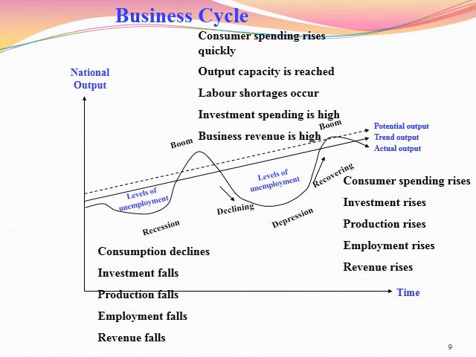Here you can see, if you are in a boom economy, things are going well for you as well as for society. Consumers are spending, output capacity is reached in organizations, and labor shortages are occurring because everyone has got a job. Organizations experience labor shortages; we don't have many people to recruit. Investment spending is high and business revenue is going up. So it's a very good appearance for society as well as for organizations.